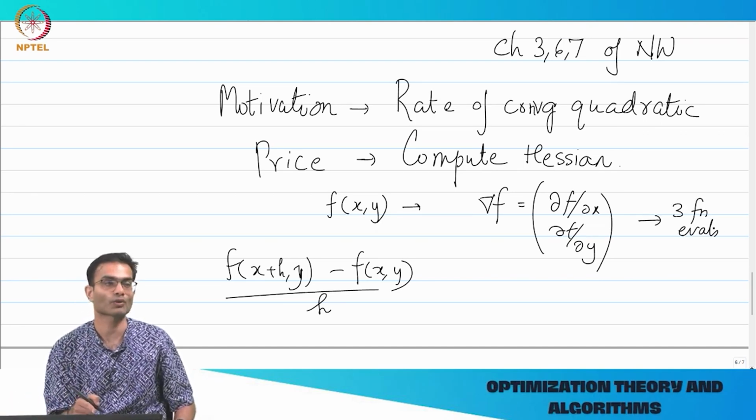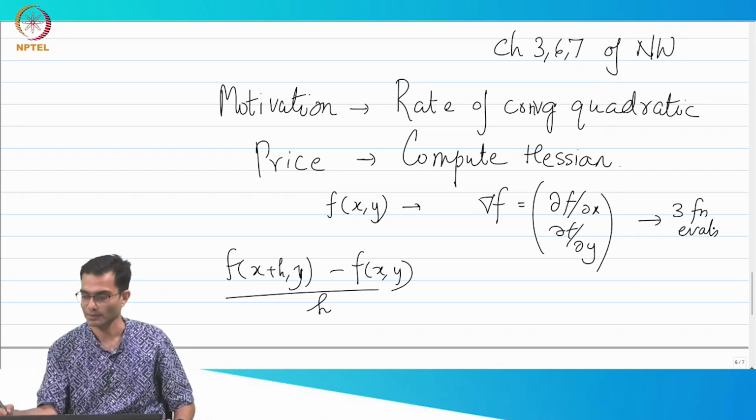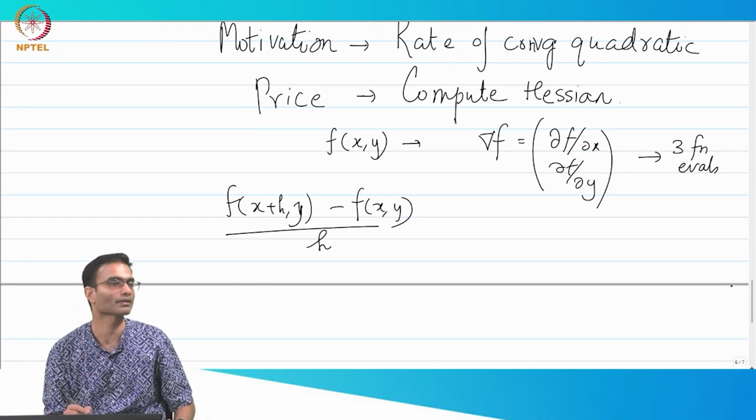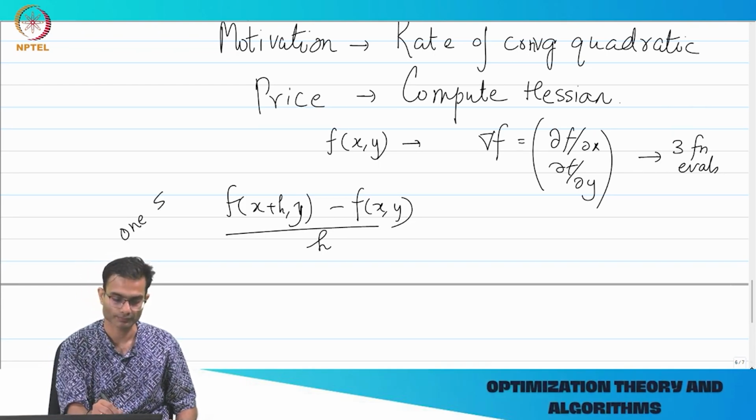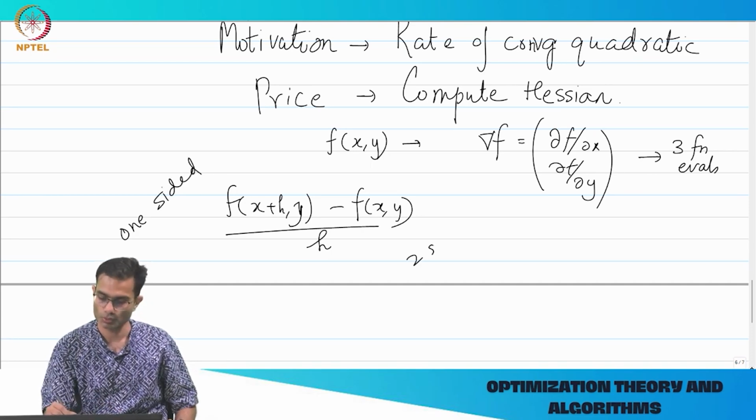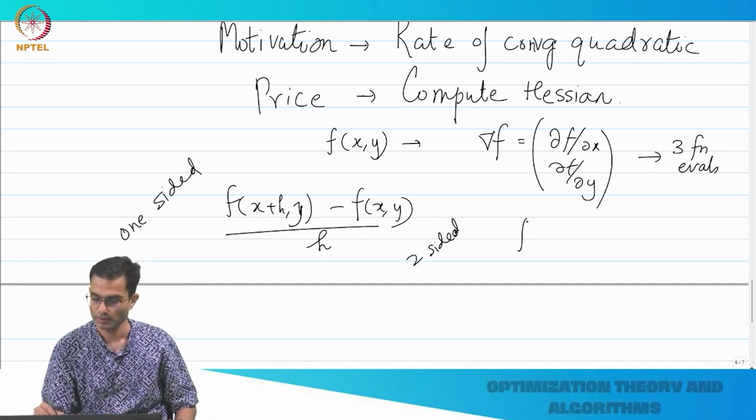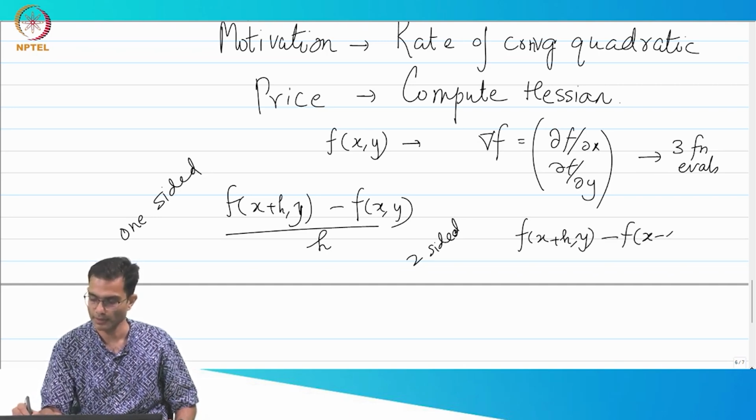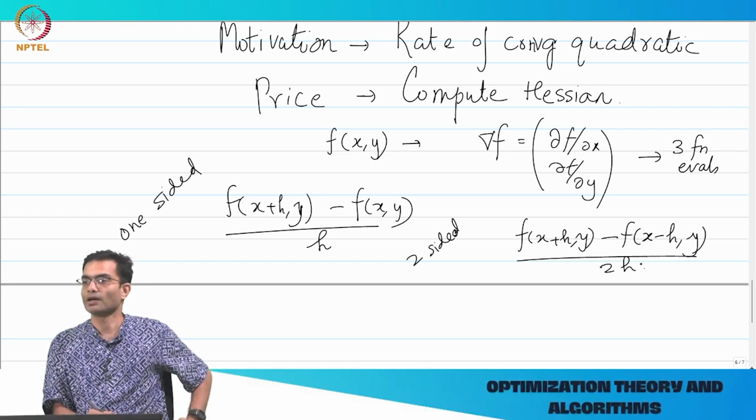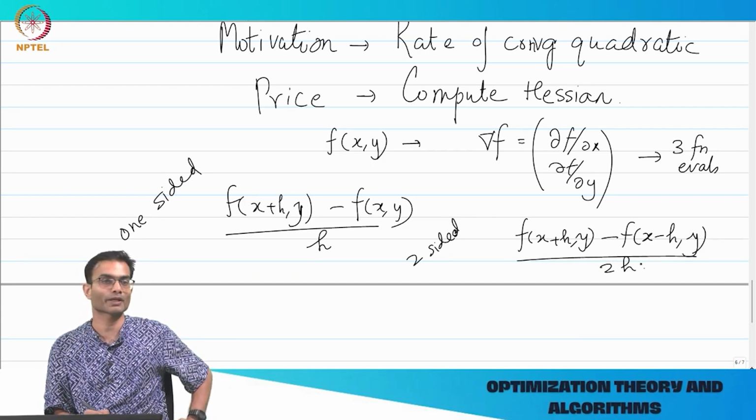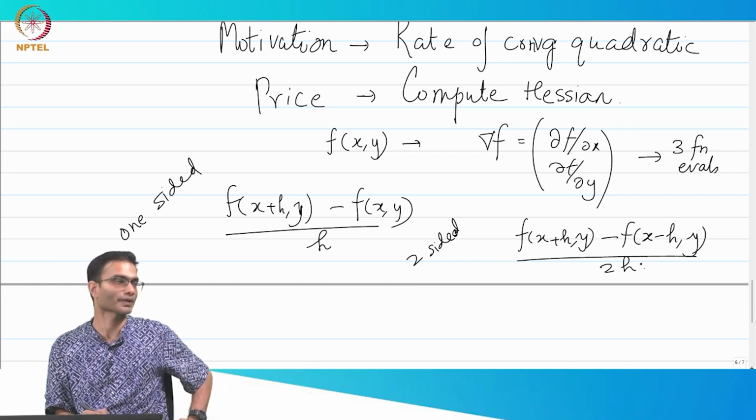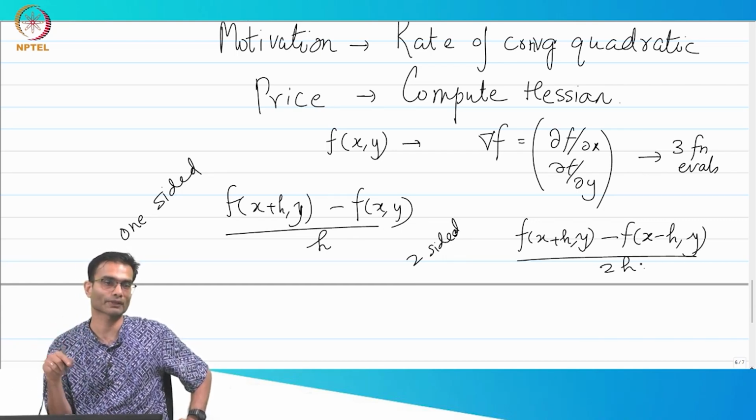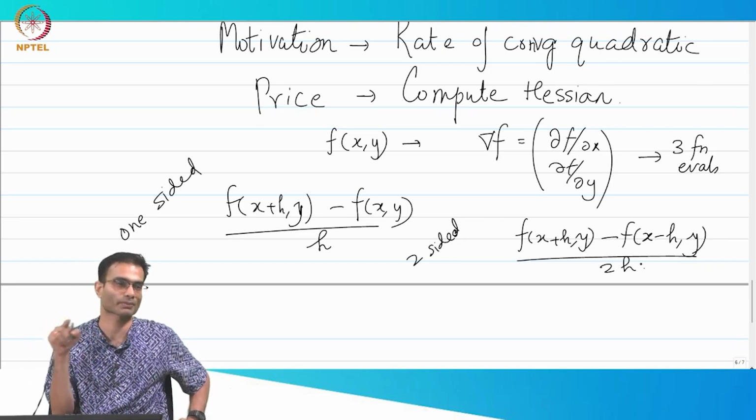This is what is called a one-sided difference. There is also a two-sided difference or a central difference. How do I write a central difference? Two-sided is f of x plus h comma y minus f of x minus h comma y, divided by 2h. Here I would need 4 function evaluations to get the gradient, because there is no common point now: it is x plus h, x minus h, y plus h, y minus h.